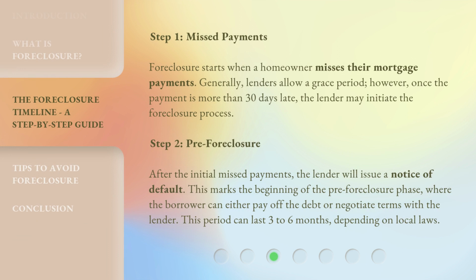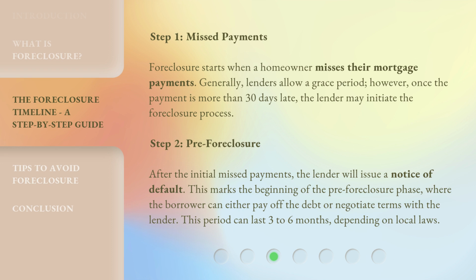Step 1. Missed payments. Foreclosure starts when a homeowner misses their mortgage payments. Generally, lenders allow a grace period. However, once the payment is more than 30 days late, the lender may initiate the foreclosure process.